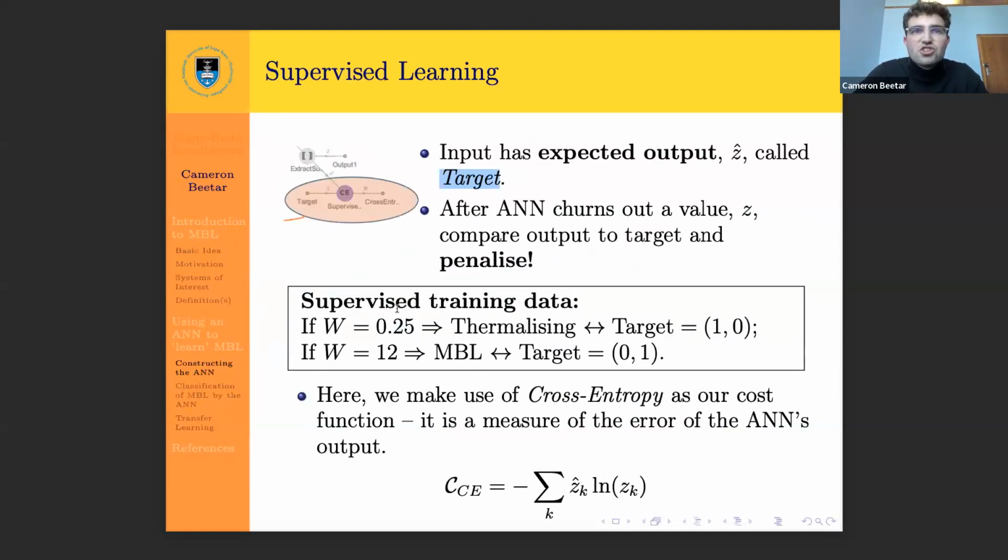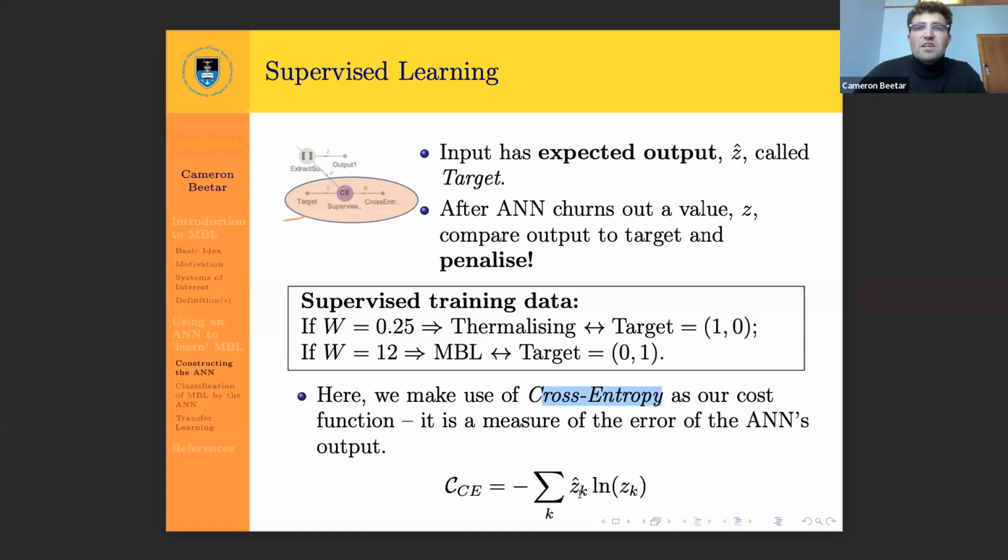So that's exactly how we choose the training data. We're going to produce data at a given value of disorder, and if that data is produced for disorder of 0.25, we're going to call it thermalizing and give it a target of 1, 0. If it's produced for a disorder of 12, we're going to call it localizing and give it a target of 0, 1. And during supervised learning you penalize the neural network for how far away it is from being correct, and you do that by making use of the cross-entropy cost function.